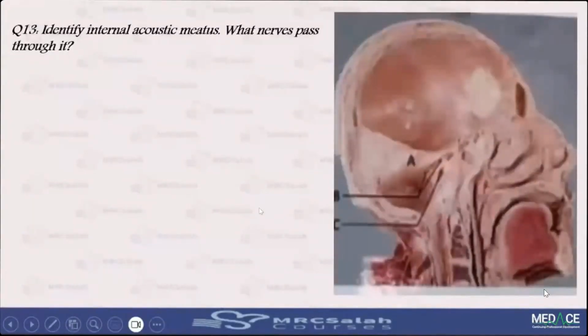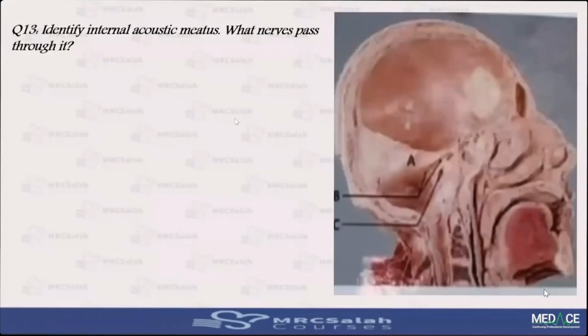How do you identify the internal acoustic meatus in this picture? Not sure. Listen. This picture came in Oman last exam, and it came in Cairo last exam. This station, this picture exactly came in Oman and came in Cairo. This picture. Okay, I'm not sure, but maybe C.